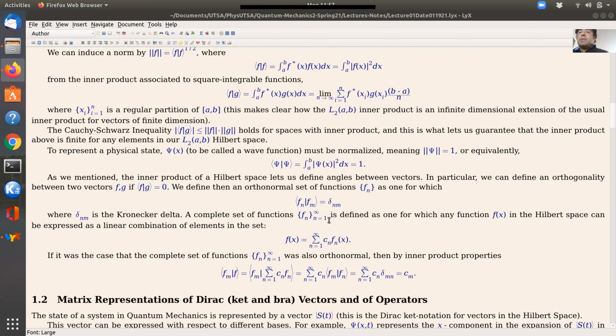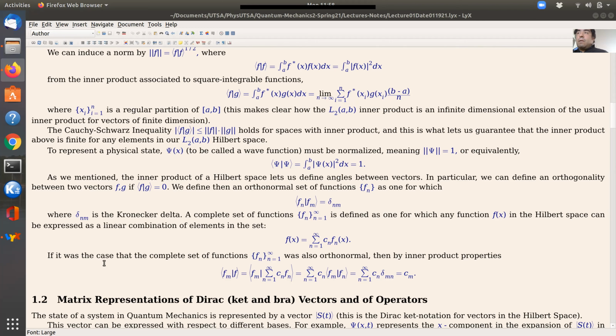A complete set of functions, let's say you have this index n going from 1 to infinity, is defined as one for which any function f of x in the Hilbert space can be expressed as a linear combination of elements in the set. So basically, this can represent any element in the Hilbert space by just choosing adequately the coefficients c_n. And so that is why this set of functions is called complete, because it generates the space.